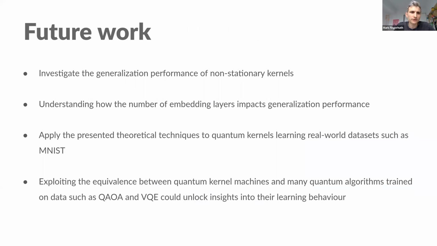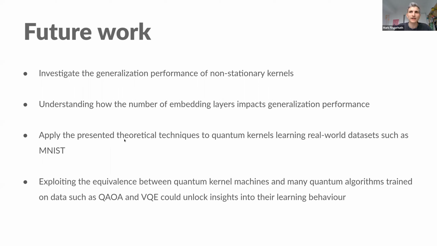So in terms of some of the future work that we were proposing, and some that we're actually working on ourselves, is mainly investigating the generalization performance of non-stationary kernels, because all of the results that I was showing are limited to the special case of stationary kernels, because some of the equations simplify. But we would ideally like to unlock the non-stationary case, because that would make this toolbox and this technique much more widely applicable. We would also like to understand how the number of embedding layers in a quantum kernel impacts the generalization performance, rather than just looking at the random unitaries and the number of qubits.